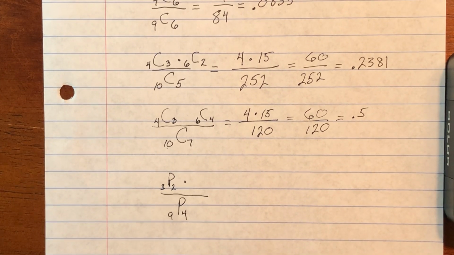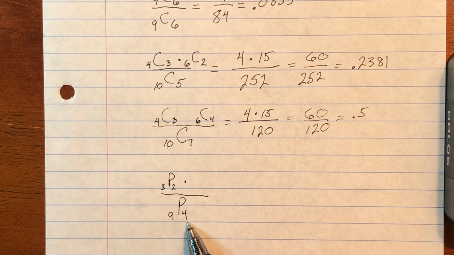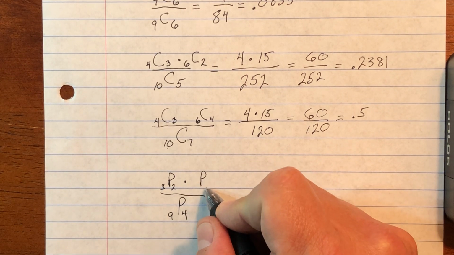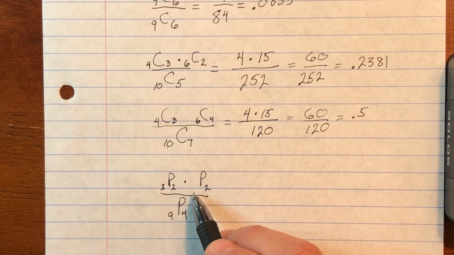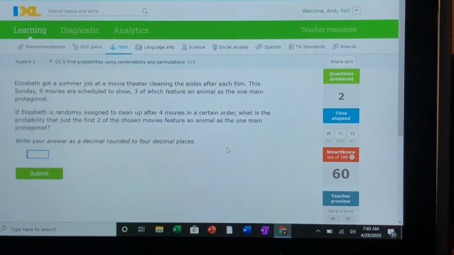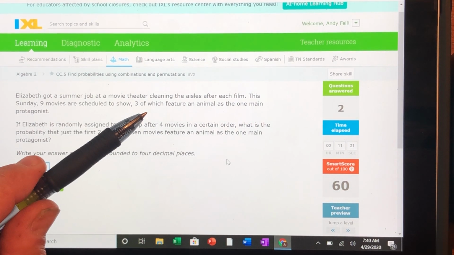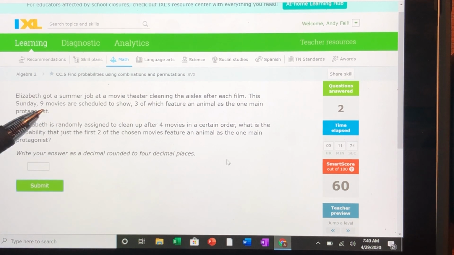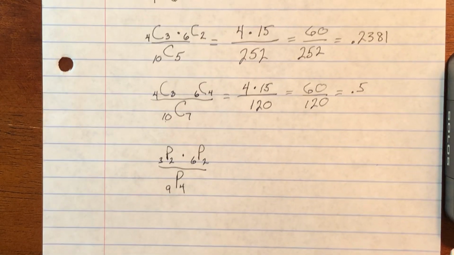3 choose 2. All right, but now we have to figure out how many more things do we have to choose? If these first two have an animal as the main character, how many movies do we have total? We have 4 movies. So that means we have another 2 to choose, that don't have animals as the main character. So we need to figure out how many movies are there that don't have an animal as the main character. Let's go back to the problem here. It says there are 9 movies, and 3 of those movies have an animal as the main character. So that means that there are 6 that don't have an animal as the main character. So I think we got it.